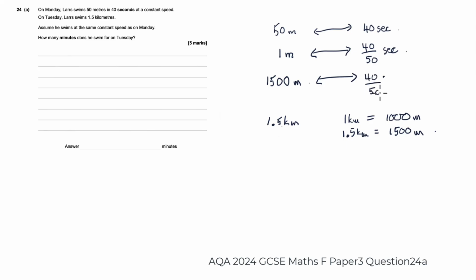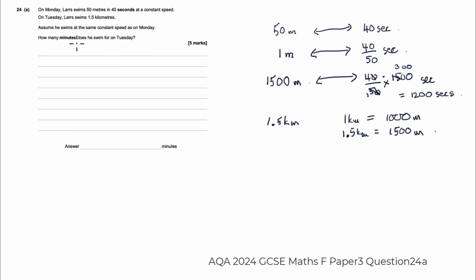So we would multiply both of these numbers by 1,500. Now remember, you are allowed to use a calculator in this paper, but let's just see what we can do. Divide top and bottom by 10 and divide the top and the bottom by 5. 5 into 5 goes 1, 5 into that 15 goes 3. So we've got 4 times 300. Well, that's 1200 seconds. Now you'd easily do that in your calculator. 40 divide by 50 times 1500 and you'll get 1200 out.